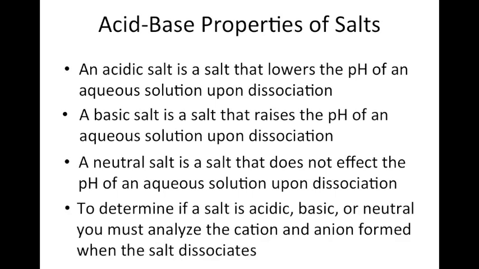So to determine if a salt is acidic, basic, or neutral, we need to look at the cations and anions that are formed when it dissociates, and look at how they interact with water in order to determine if they produce hydronium ions and therefore are acidic, if they interact with water to form hydroxide ions and therefore are basic, or if they don't have any significant interaction with water.